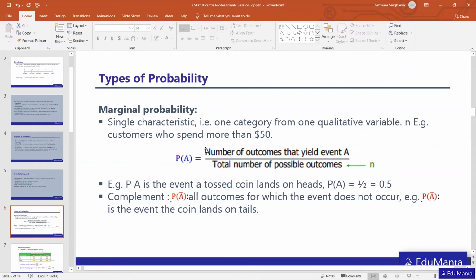For example, if we want the complement A for the probability of the particular event which I discussed about rolling a dice, where I wanted 1, what will be the complement of this? 1 minus 1 by 6. So basically 5 by 6 will be the complement of this event.